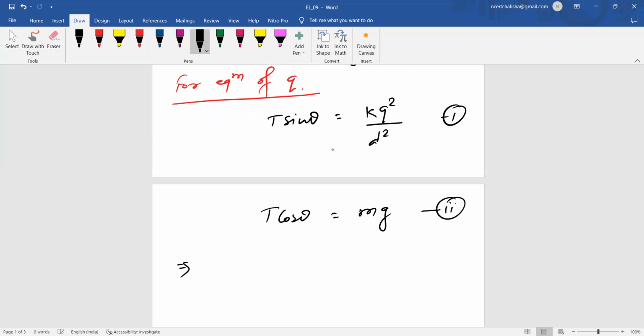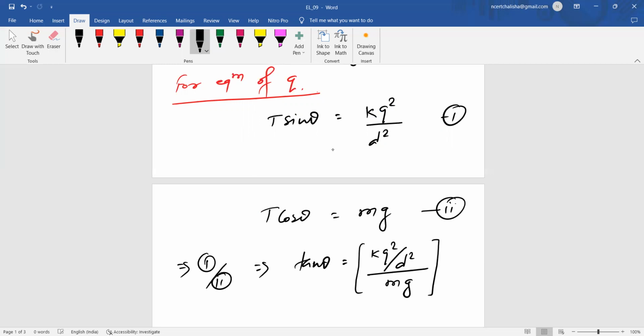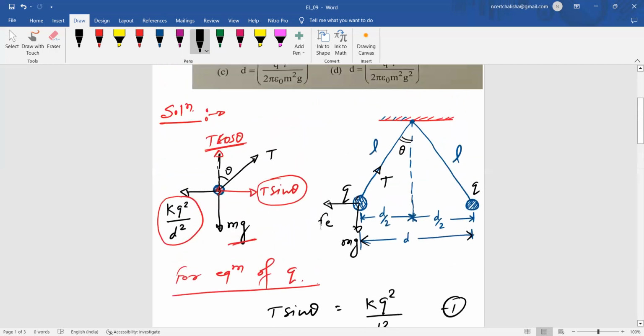So we can see here, if you divide equation 1 by equation 2, T cancels out, and T sin theta over T cos theta gives tan theta. So tan theta equals kq squared by d squared, divided by mg. This is the value of tan theta we are getting, and you know that here theta is very small.